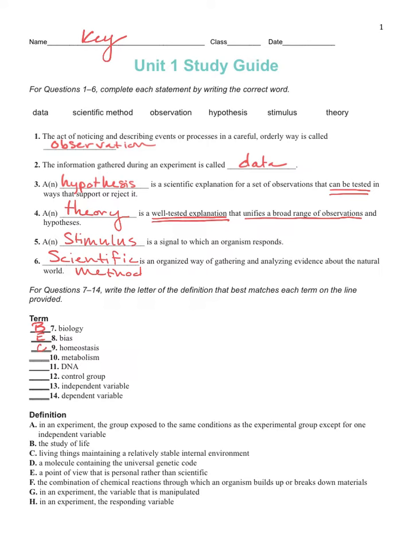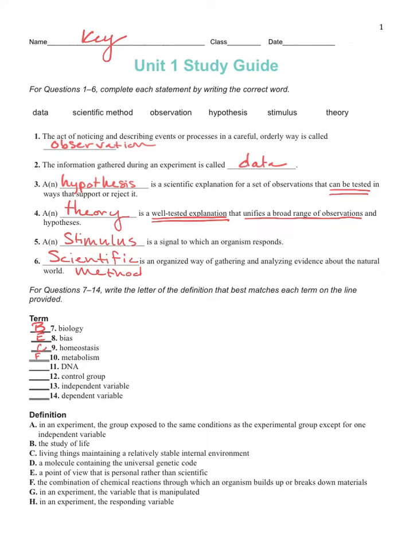Number 10, the term is metabolism. And metabolism is the combination of chemical reactions through which an organism builds up or breaks down material. So metabolism is how you extract energy from the food you eat, and also how you use the molecules from the food you eat to build new molecules, like new muscle cells, or to repair broken skin or something like that.